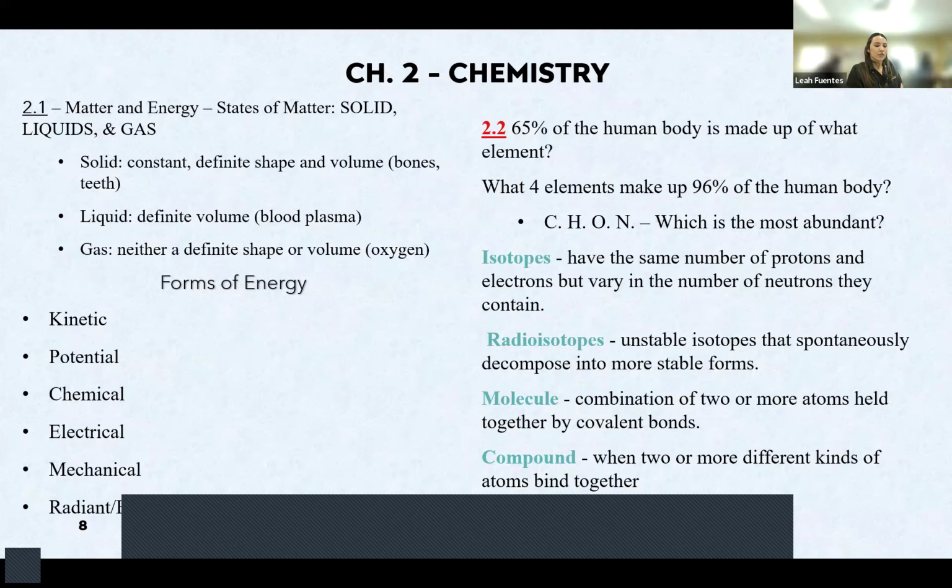Chemical energy is stored in the bonds of chemical substances. So it's energy we get from eating foods, and then we turn that into kinetic energy when we take a walk, when we go for a run, when we ride our bike.